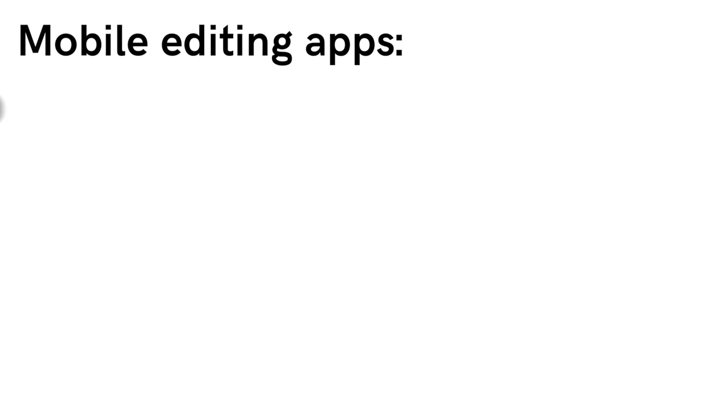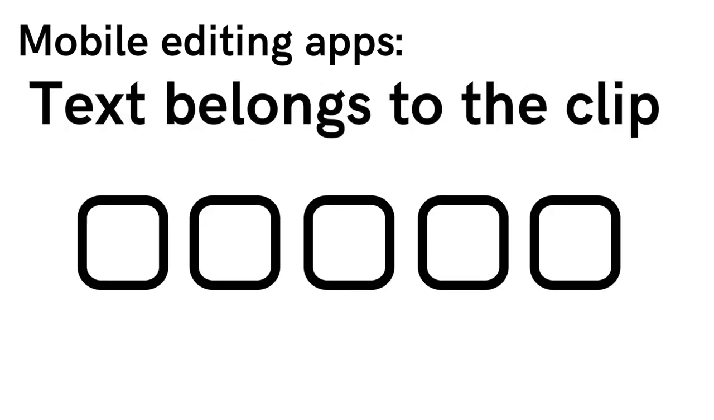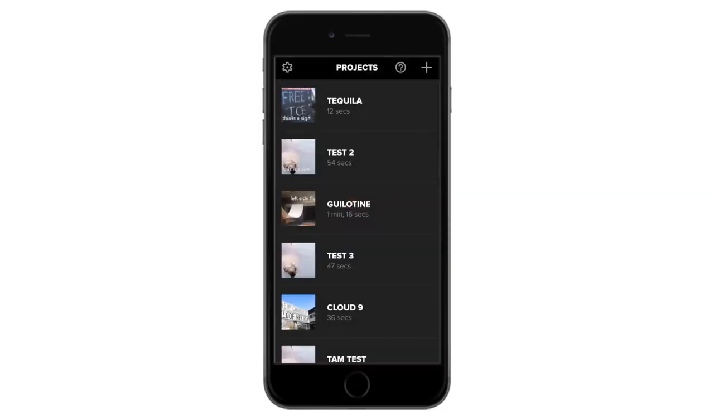In a mobile editing app, the text belongs to the clip. If I have 5 clips in my timeline and I add text to the 3rd clip, it will be visible for only the duration of this clip. Let me show you how to add text to a clip in Splice.